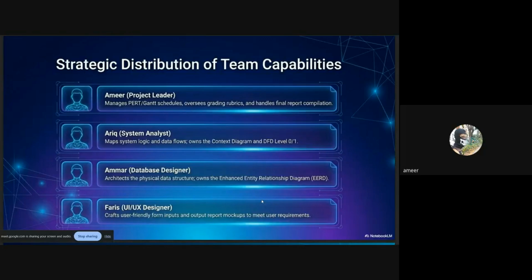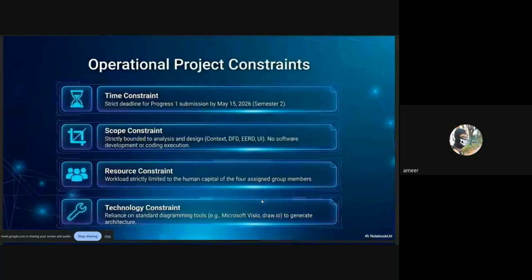And lastly, Faris, our UI UX designer, focused on crafting user-friendly form inputs and output report mockups to meet user requirements. I will now quickly cover the operational constraints we faced during this project.